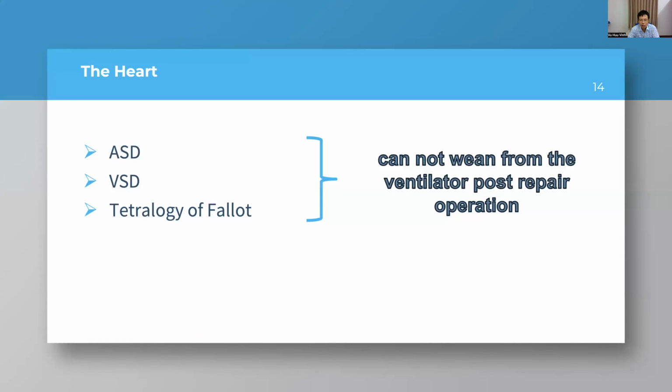For the heart, the most associated diseases are ASD, VSD, and tetralogy of Fallot. We encounter all three diseases associated with tracheal malformation. And sometimes the cardiac surgeon did not notice the anomaly of the trachea before they performed the repair of the heart. And after surgery, post-operatively, they cannot wean from the ventilator. And they try to find and detect the anomaly of the trachea.